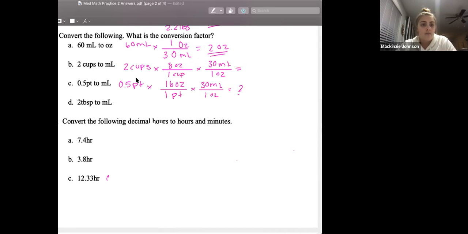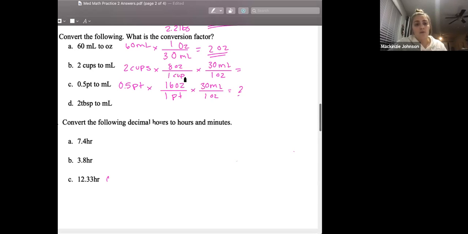Okay. So 2 cups to milliliters, you start with your 2 cups. And this one, if you know your conversions, you can do it a little bit quicker, but when we're walking through it, we know we're going to go over here. And I think it's down here.